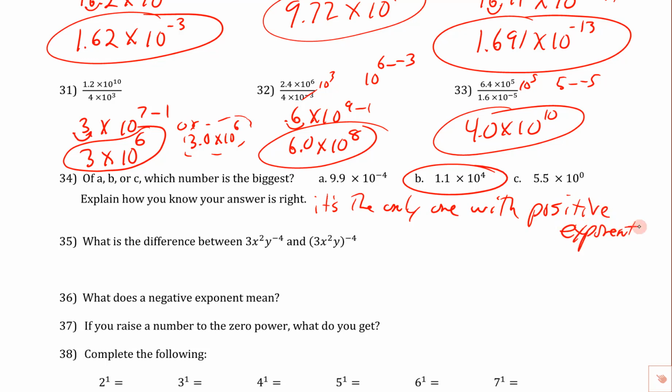All right. So again, positive exponents are always going to be bigger than ones with negative exponents. The bigger the exponent is, the bigger the overall number is.